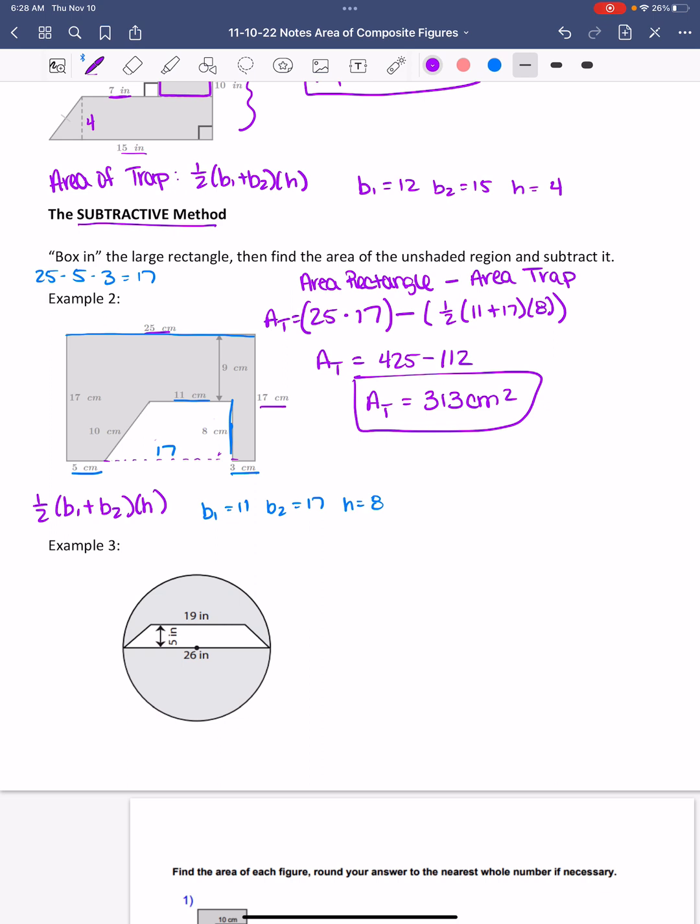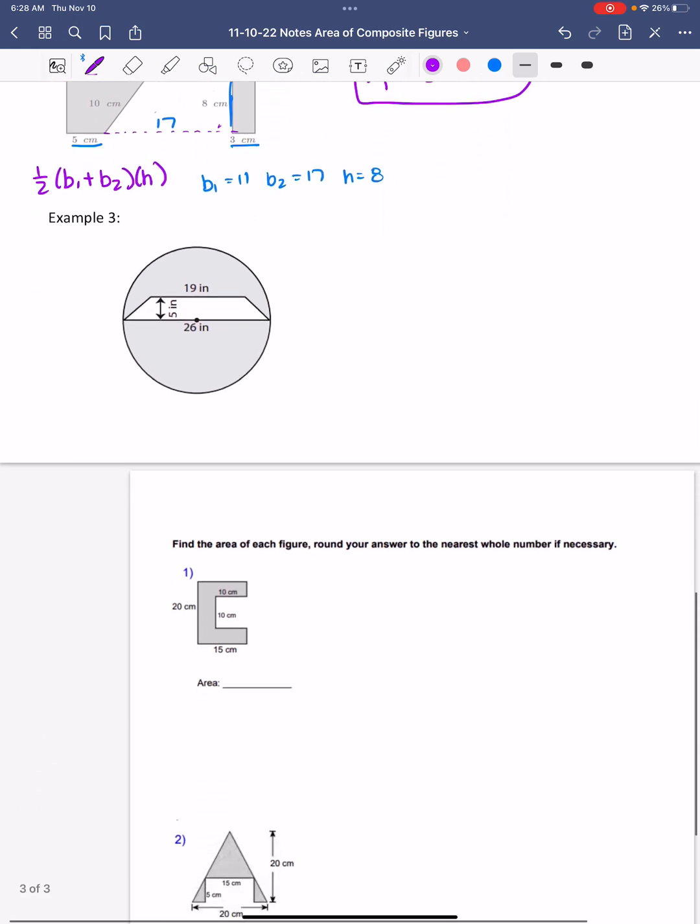So again, guys, take the bigger picture and then subtract from it the smaller figure that's cutting it, that's interrupting it, things like that. I think the hardest part is figuring out your shape.